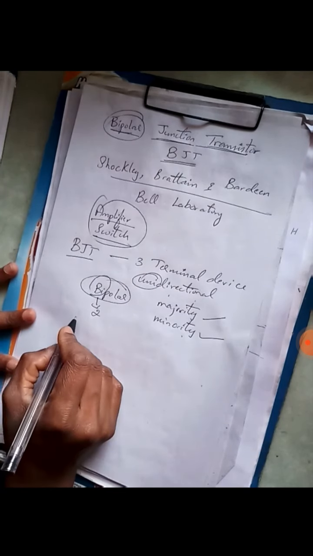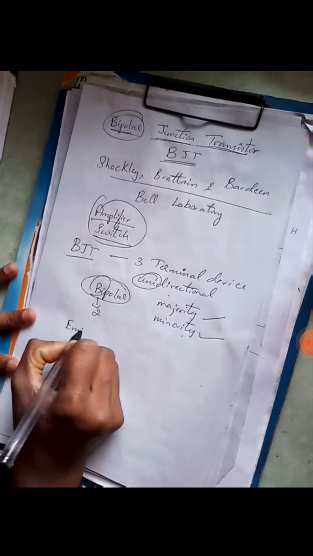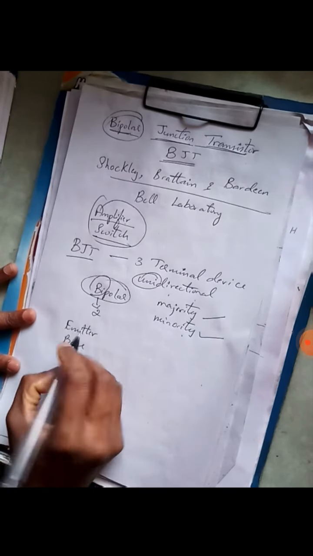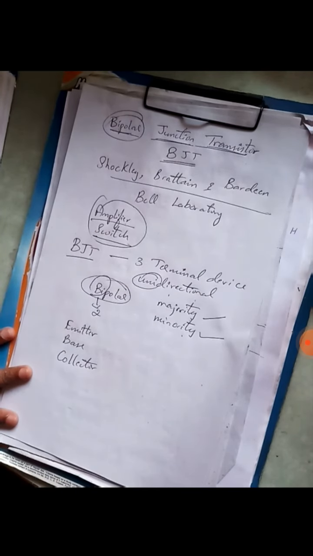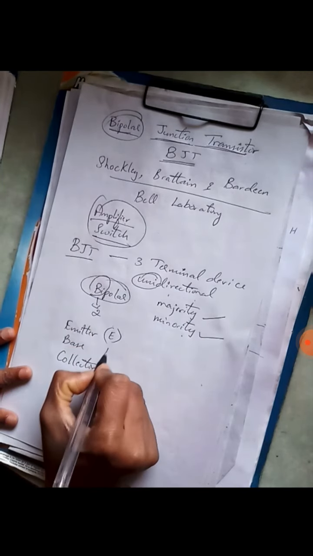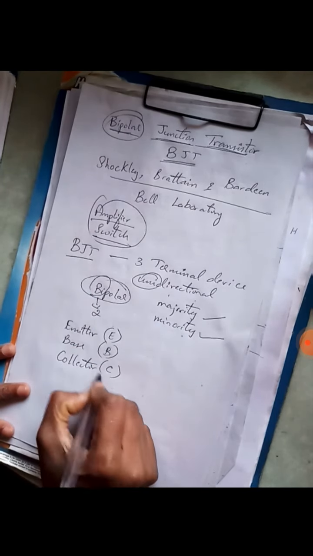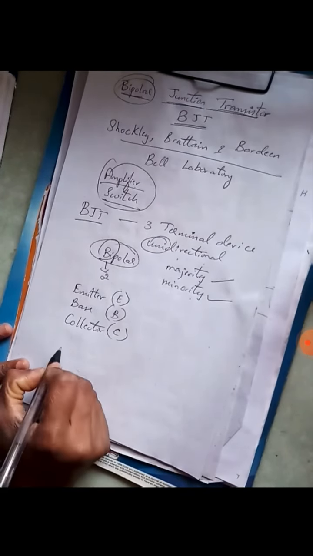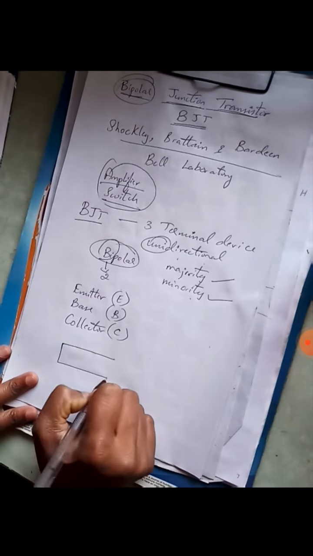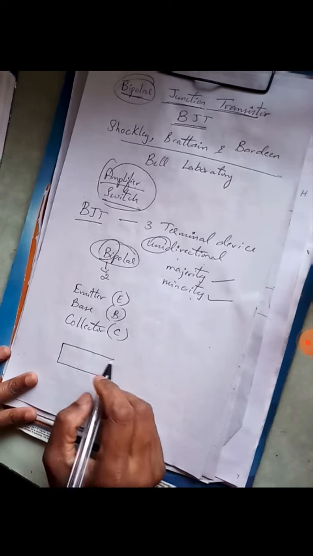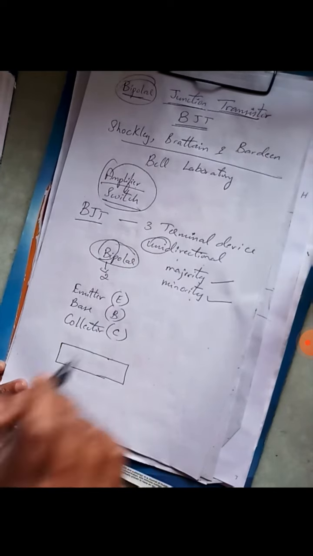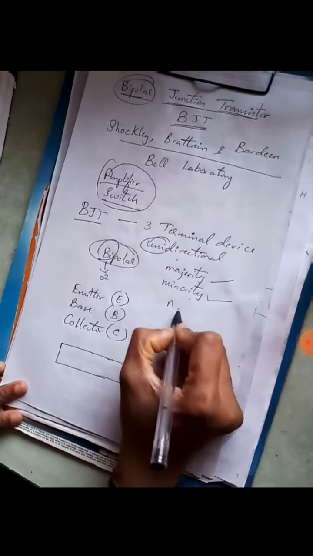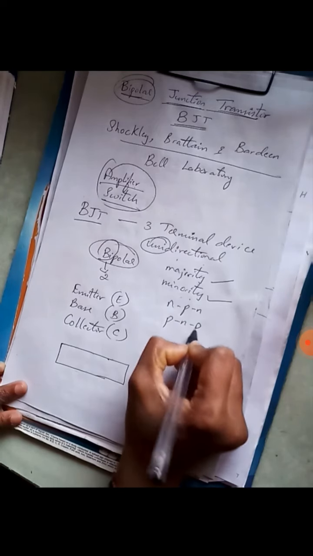So what are the three terminals of a transistor? The three terminals of a transistor are the emitter, base and collector. Emitter is represented by capital letter E, base by capital letter B and collector by capital letter C. Since it is a three-terminal device, the symbol of a transistor is like this. Transistors come in two types: one is the NPN type of transistor, the other is the PNP type of transistor.